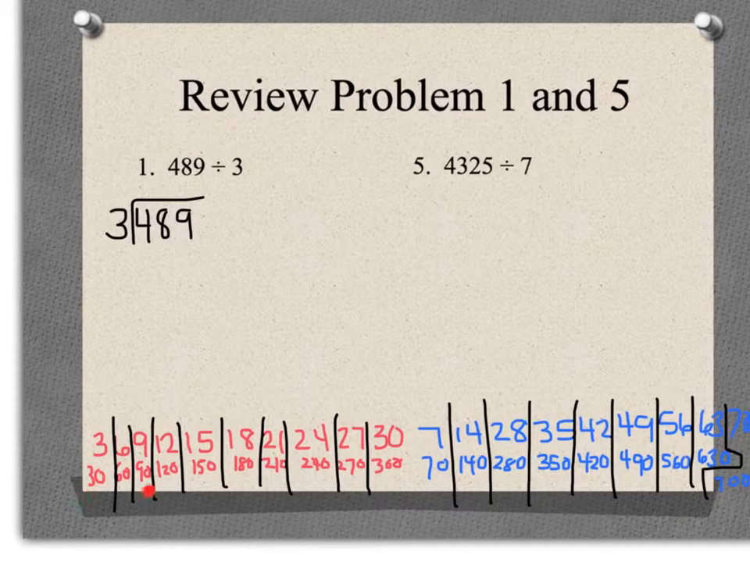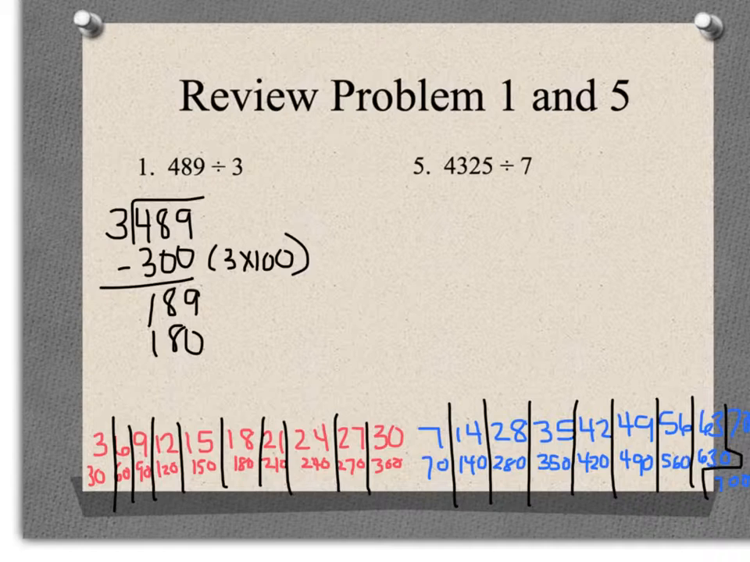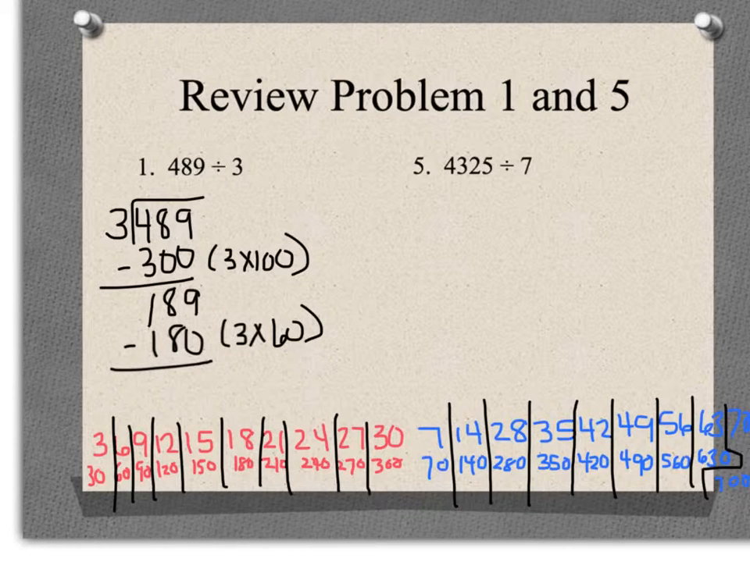I look at my chart for a number that I can subtract. I'm going to use 300. 300 represents 3 times 100, because I go 10, 20, 30, 40, 50, 60, 70, 80, 90, 100, leaving me with 189. I look at my multiple chart again, and I see I can subtract 180. 180 represents 3 times 10, 20, 30, 40, 50, 60. Leaving me with 9.